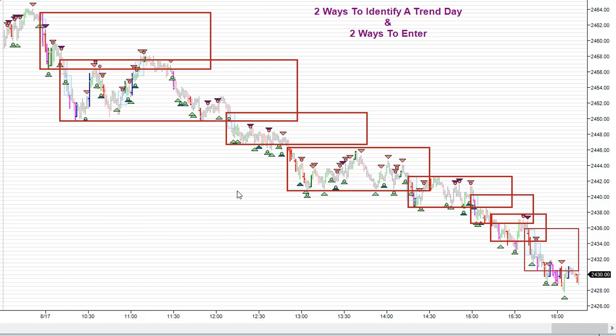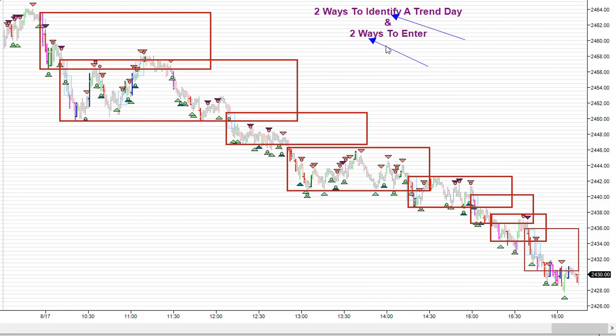That's telling us that sellers are in control until otherwise noticed, and that what we want to do is find a way to get on board to the short side. We want to potentially be a little more aggressive, and we want to try to hold on as long as we possibly can, because it's a potential trend type of a day. So that's the first way to identify a trend.